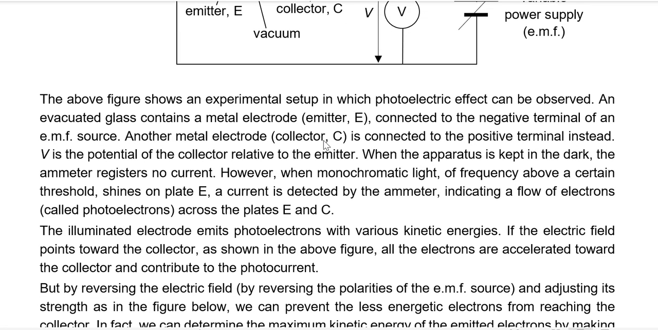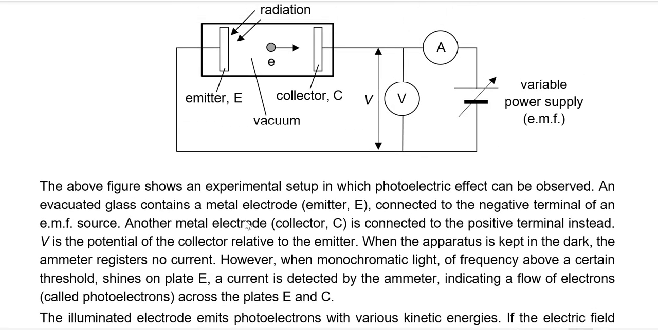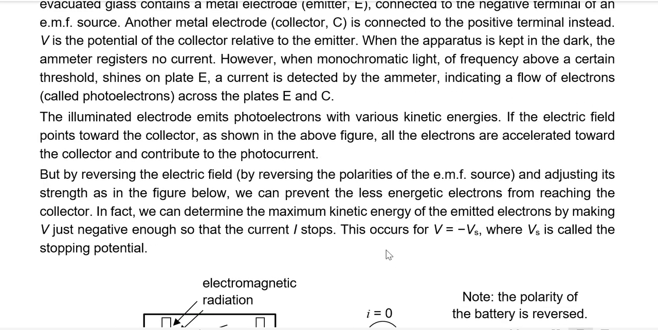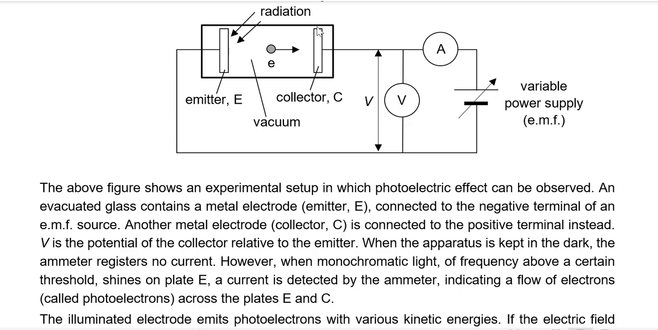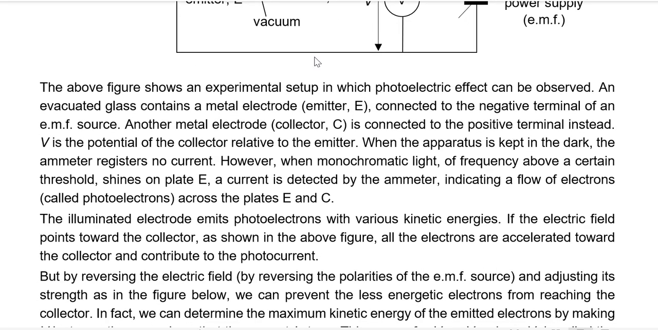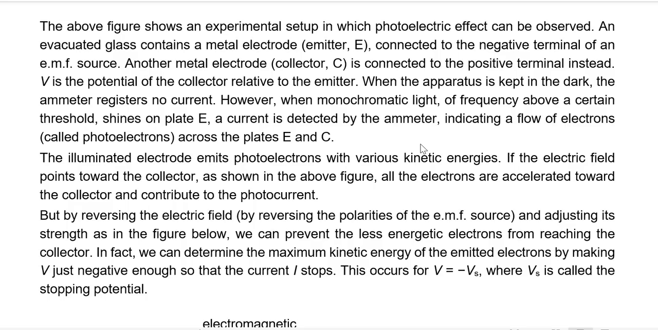But if I reverse the electric field, that means instead of making this positive, I make this negative, all controlled by the variable power supply. Then the electrons will struggle to hit the collector, because if this is the negative plate, electrons are negative, so they are repelled. I can make this more and more negative until the current gets lower and lower until it eventually approaches 0. When I adjust the variable power supply until the current just hits 0, that potential difference is called my stopping potential.